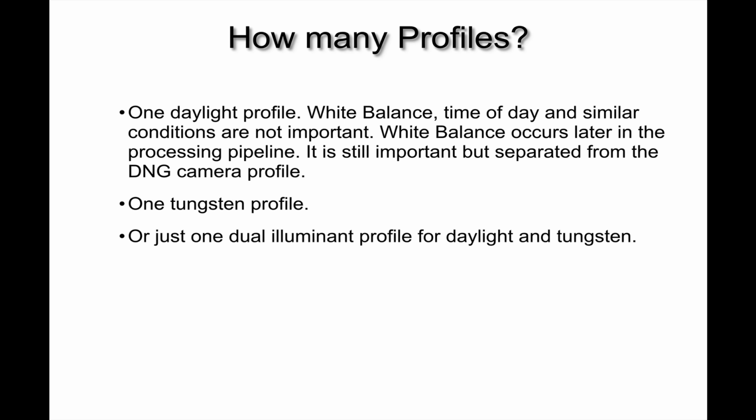You can also build what is called a dual illuminant profile, which contains both daylight and tungsten. And that's an interesting feature that we'll talk about in an upcoming part of the video. There are advantages and disadvantages to using a single profile for one illuminant versus a dual illuminant. But the bottom line is you'll probably need 2, perhaps 3 profiles.